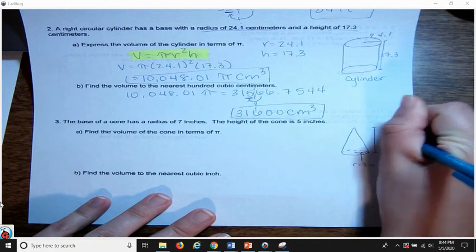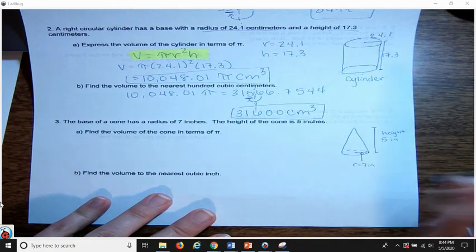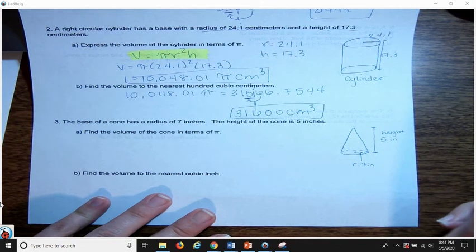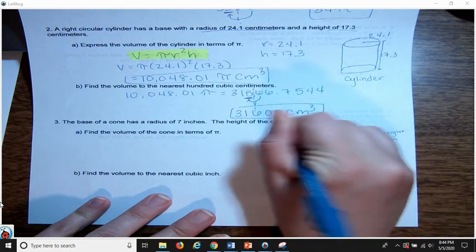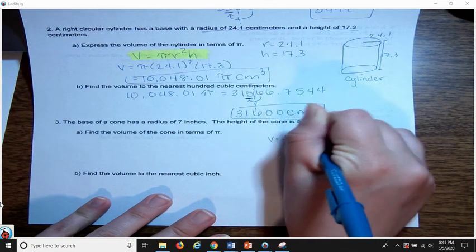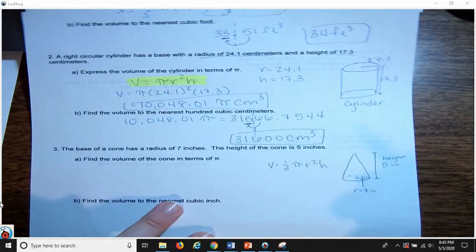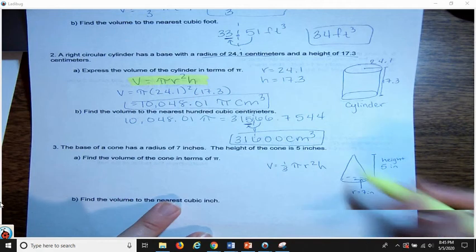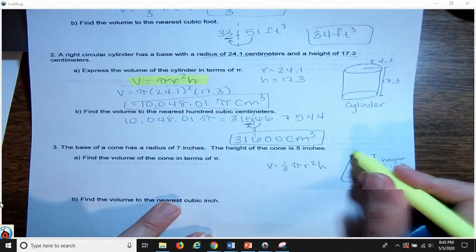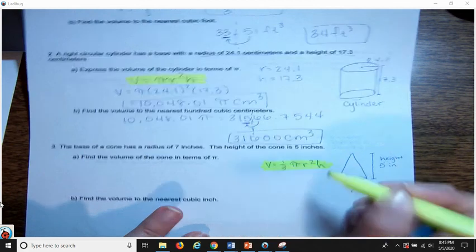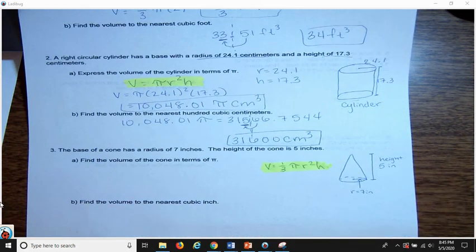Okay. Now, volume of a cone is 1/3 pi r squared h. So it's kind of similar to the cylinder, except it's multiplied by a factor of a third because you're shaving off these pieces here. And there's a mathematical way to show how to get that, but we're not going to go into that detail right now. So this is the volume for a cone that you will need to remember. So first it wants us to just find the volume of the cone in terms of pi. So we're just going to sub in all the values that we were given.